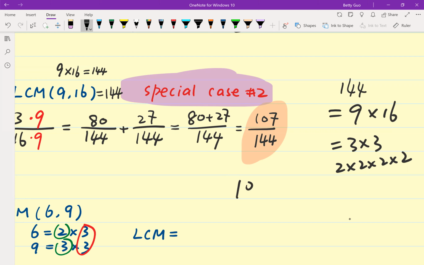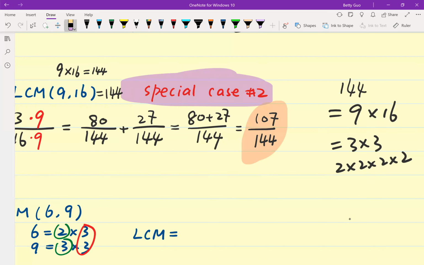However, the 107, you can try. 107 is not divisible by 2, because it's not even. It's not divisible by 3 either, because 107, 1 plus 7 is 8. 8 is not divisible by 3, right? Do you see what I'm talking about here?